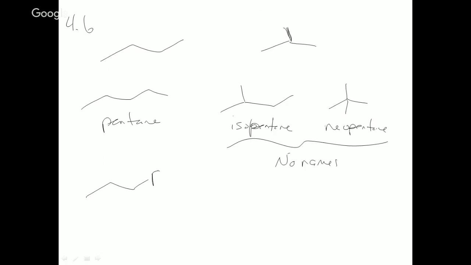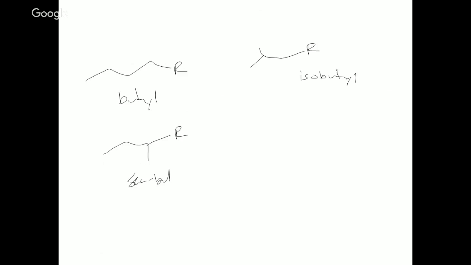Substituents: propyl, isopropyl. Common names must be memorized. Butyl, we're just reviewing our isomeric alkyl chains. Isobutyl. Sec-butyl. Tert-butyl. Okay.